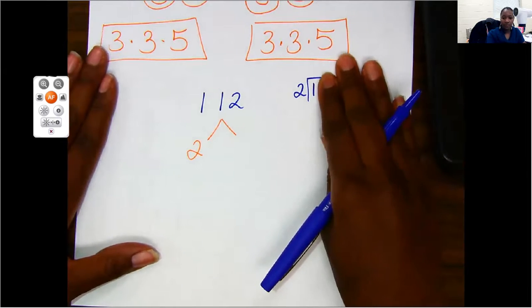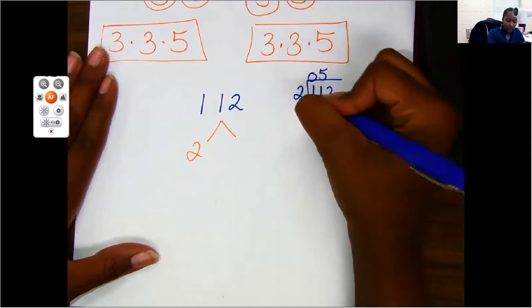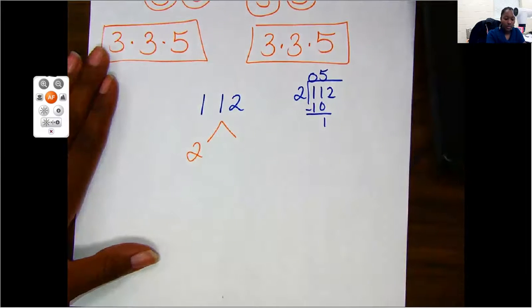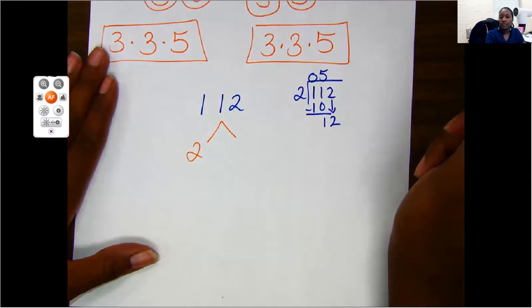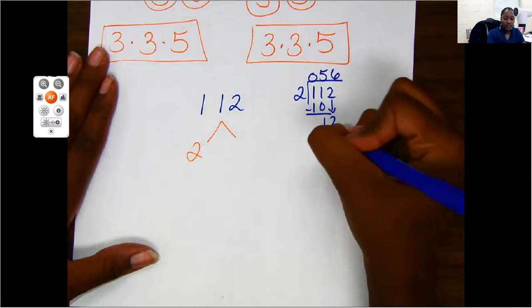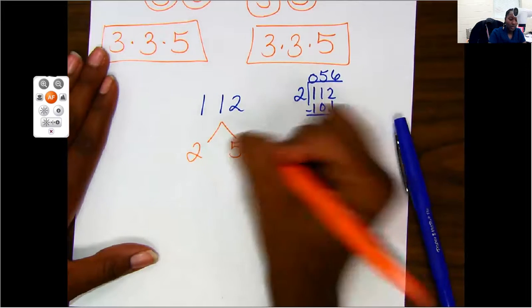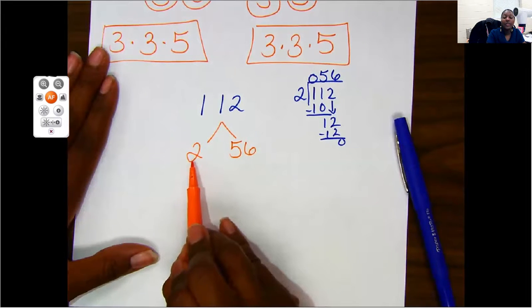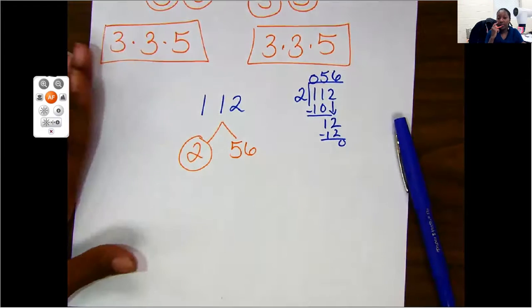2 will not go into 1. How many times will 2 go into 11 or close to 11? If you said 5, you're correct. 2 times 5 is 10. If I subtract that, I have 1 left over. Bring down my 2. What times 2 will give me 12? If you said 6, you were correct. So 2 times 56 gives me 112. Okay. I'm going to start over here. What two numbers can I multiply to get a 2? I can't. The only other number is a 1. So I'm not using a 1, so I'm done.